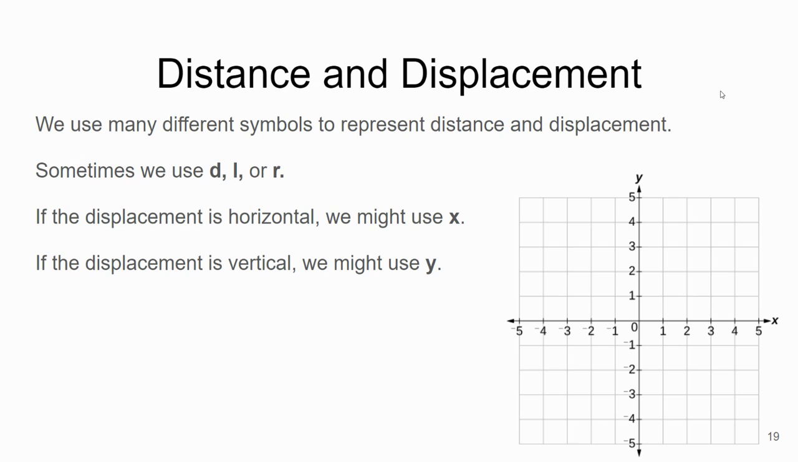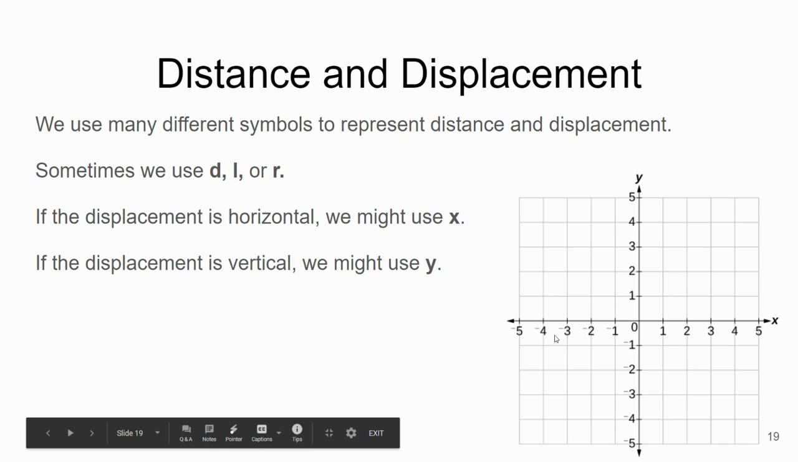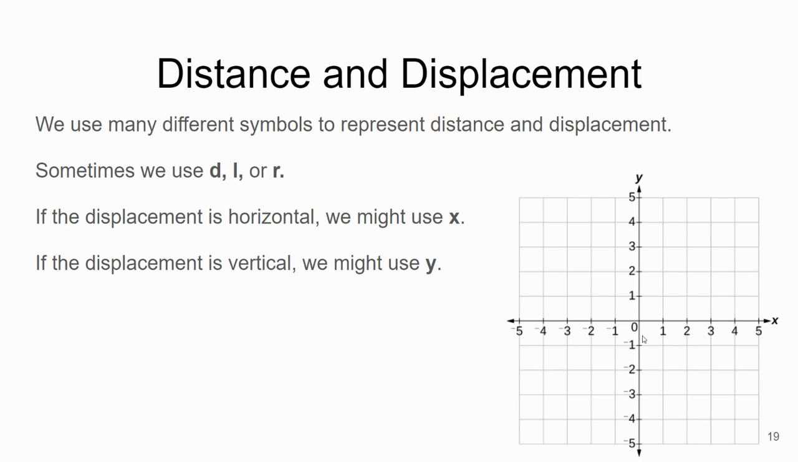So there are many times when you would use different symbols for these ideas, possibly D for distance, displacement, L for length, R for radius, if you were dealing with a circular kind of thing. But in general, we want to use X's and Y's. Just like this Cartesian plane that you learned in math class, if the thing is horizontal, call its displacement X. If the thing is changing its position vertically, call its displacement Y. So X for sideways, Y for up and down.